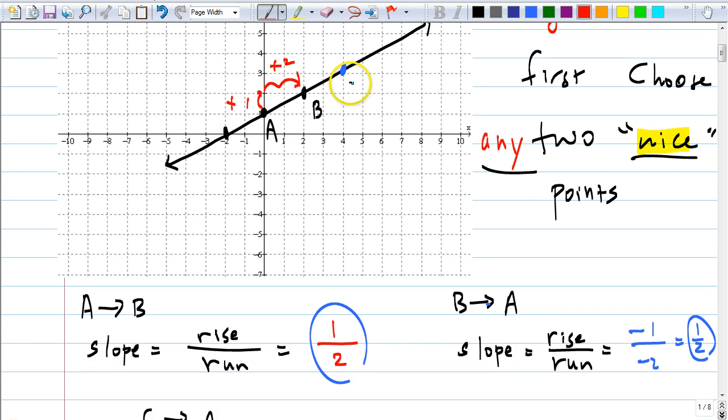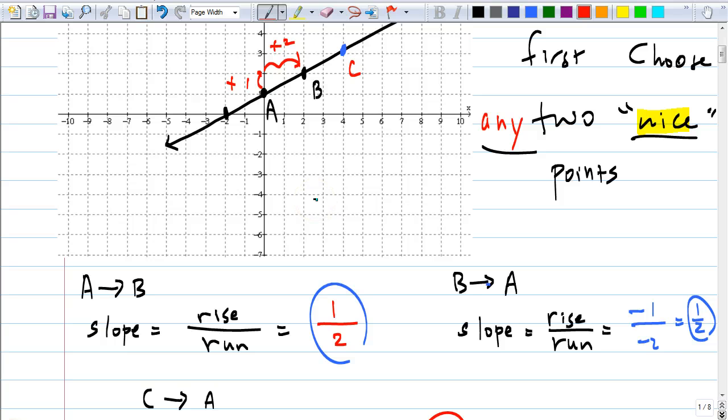What if I do A to C then? Would it make any difference if I go from A to C? Well, let's go from C to A. If I were to go from C to A, it looks like you have to go a lot further down and a lot further to the left. Would I still get 1 over 2? Yeah, you should, because it's representing how steep exactly this line is.